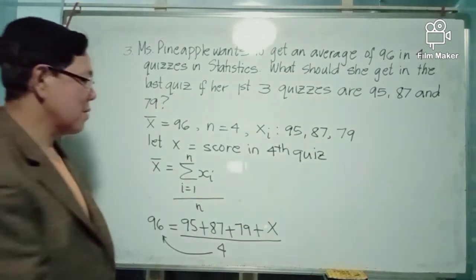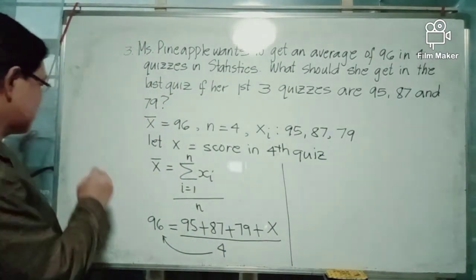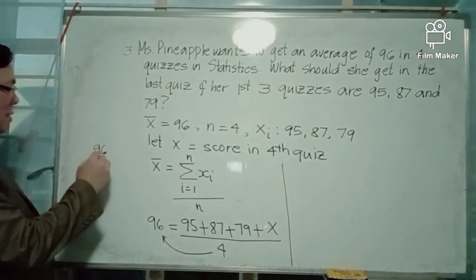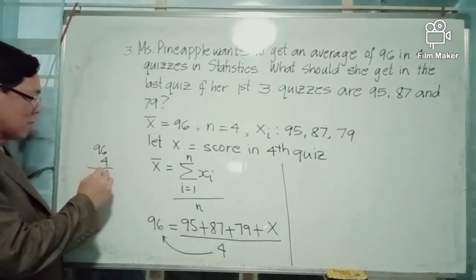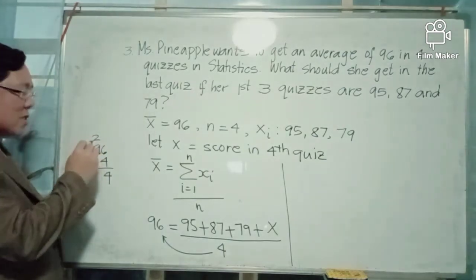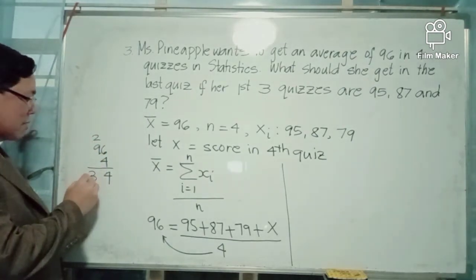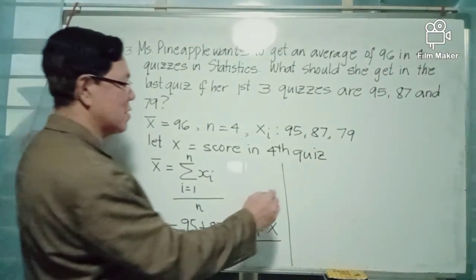96 multiplied by 4. 4 by 6 is 24. Carry 2. 4 by 9 is 36 plus 2 is 38. Hence 96 by 4 is 384.